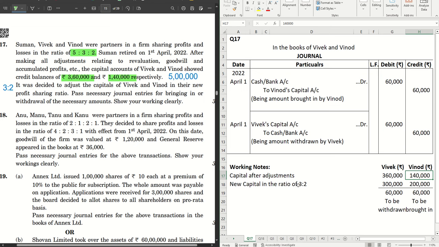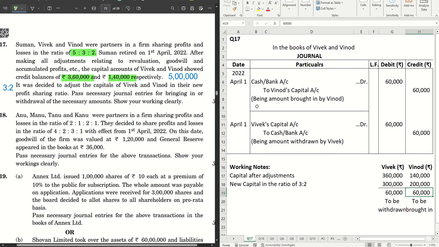New capital in the ratio of 3 is to 2, which is their continuing ratio. So total capital is 5 lakhs as we discussed, and that is going to be distributed in the ratio 3 is to 2. So that becomes 3 lakh and 2 lakh. Now if you compare this, Vivek has an existing capital of 3 lakh 60, but he is supposed to maintain 3 lakhs. So 60,000 is his excess capital that he needs to withdraw. This is the money which Vivek will be taking away from the business. And for Vinod, his existing capital is 1 lakh 40, whereas he has to maintain a capital of 2 lakh post adjustments. So he has to bring in 60,000.